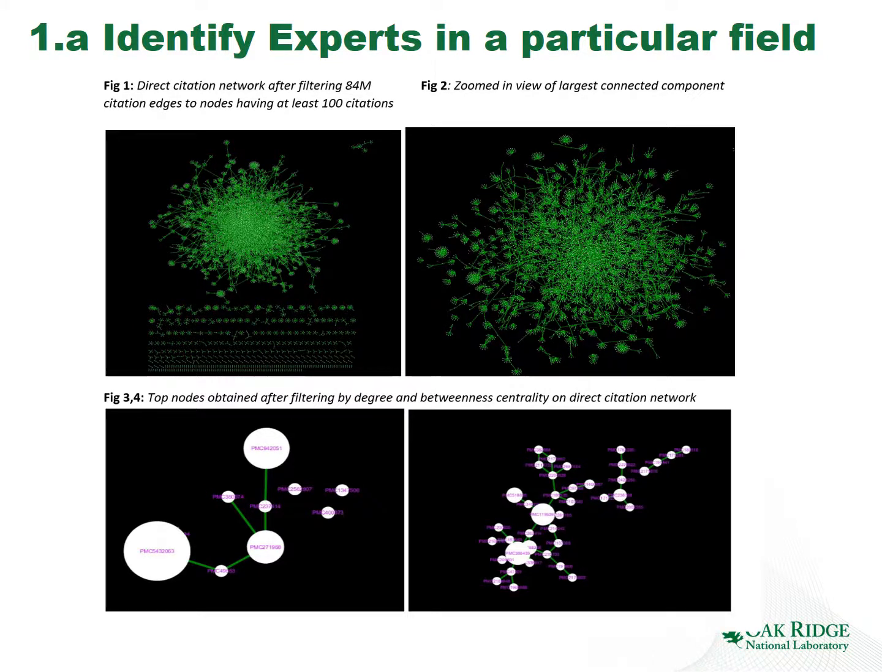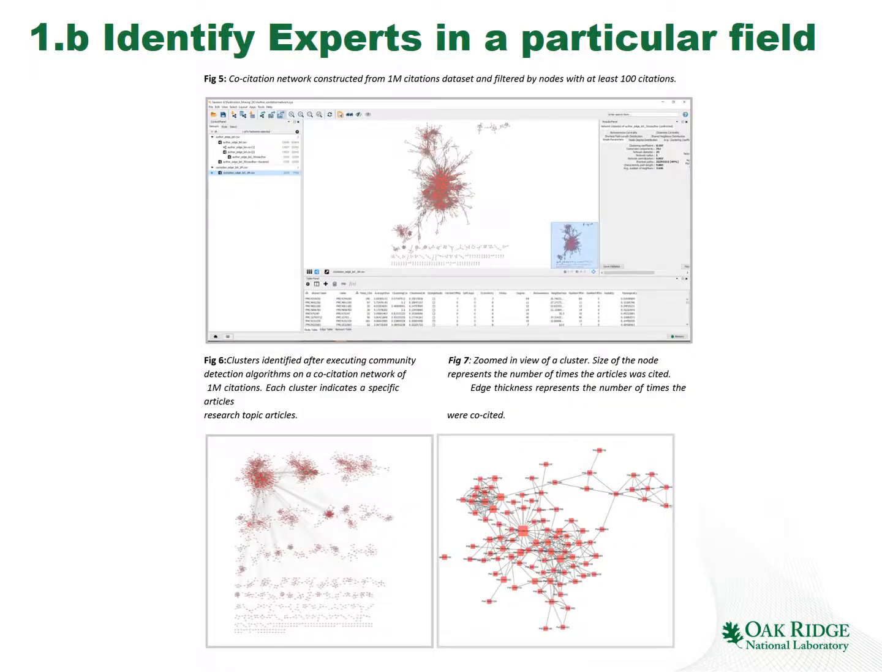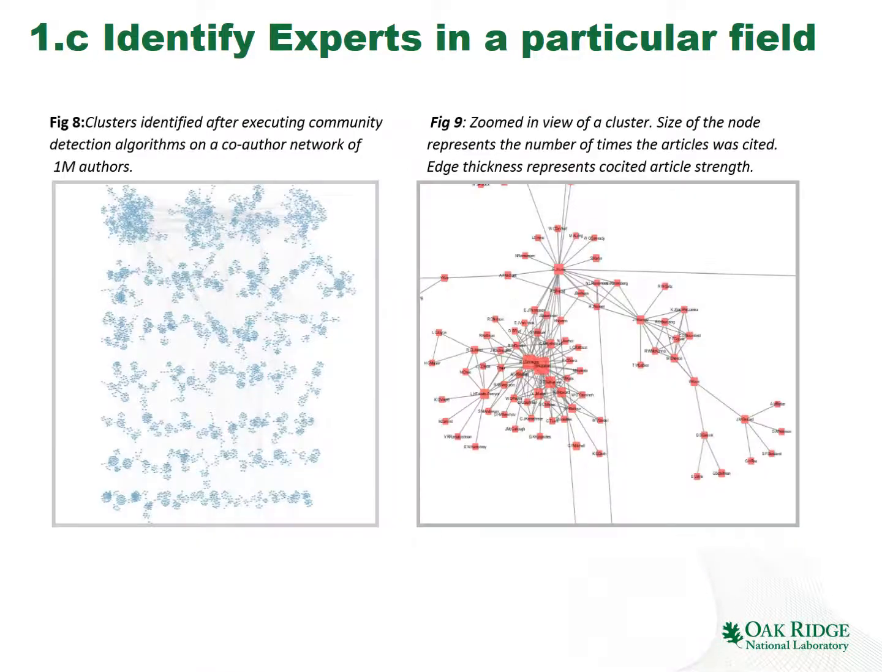Here are snapshots of some of these networks that were constructed to identify key experts. This is an example of a co-citation network. We also applied community detection algorithms on the filtered networks and also computed centrality measures to identify key experts in a particular field. This is an example of a co-author network that was constructed.